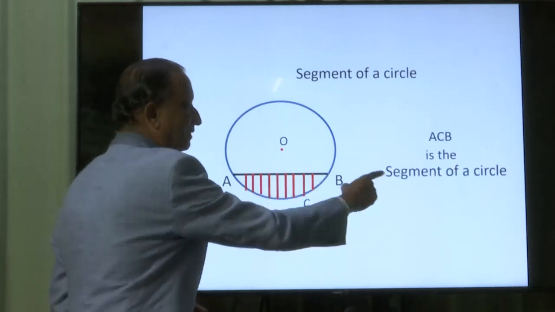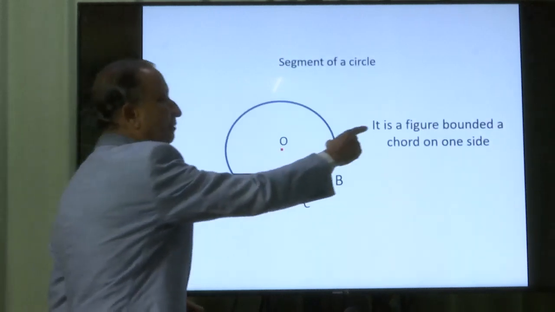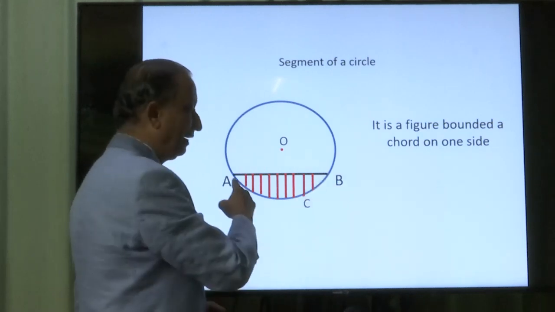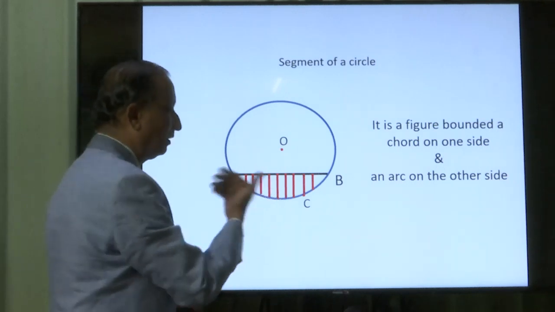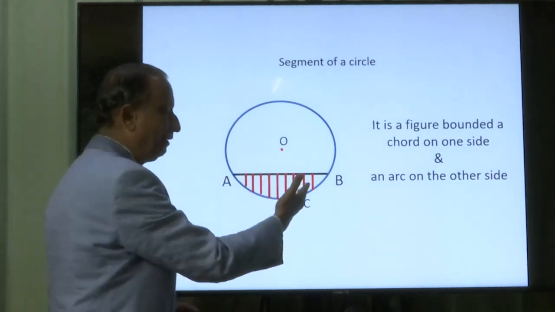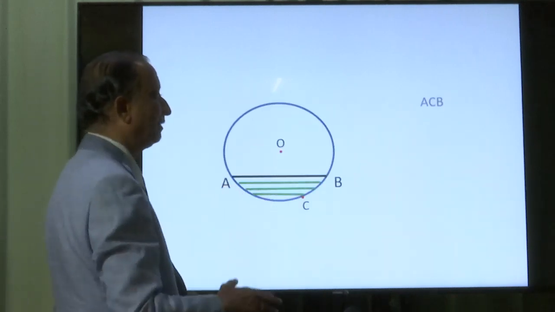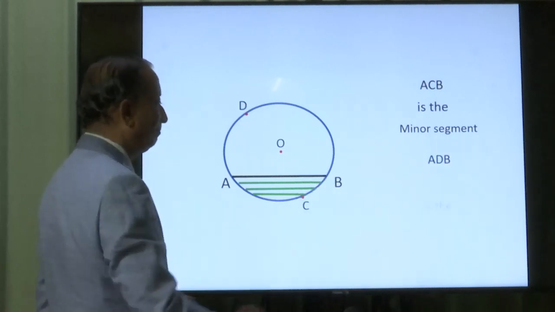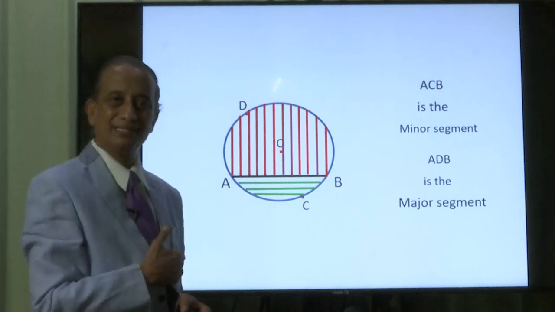So, let us try to define this now like this. It is nothing but a figure bounded by a chord on one side and an arc on the other side. So, this is called the segment of a circle. Here also you will see minor segment and major segment. This is called the minor segment and this region is called the major segment.